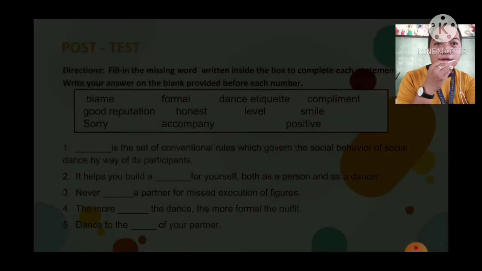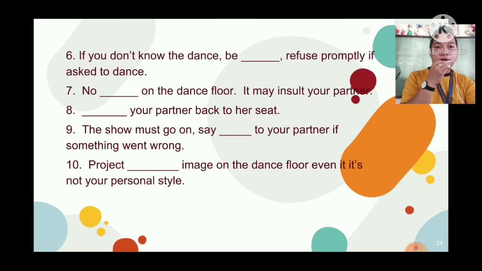Number six, if you don't know the dance, be blank, refuse promptly if asked to dance. Number seven, no blank on the dance floor, it may insult your partner. Number 8, blank your partner back to her seat. Number 9, the show must go on. Say blank to your partner if something went wrong. And the last one is, project blank image on the dance floor even if it's not your personal style.